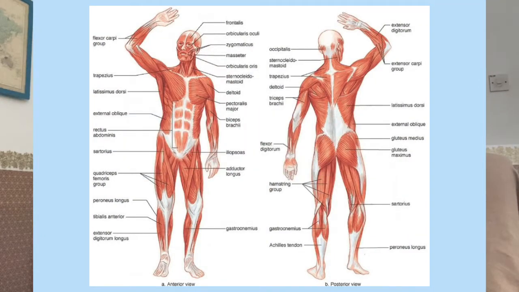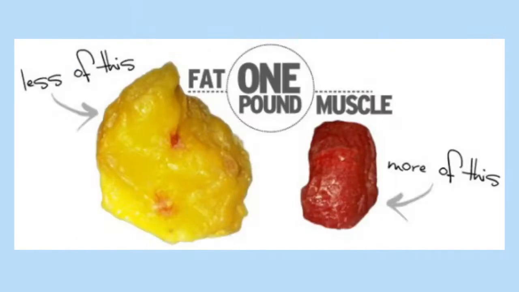We have over 600 skeletal muscles, in which 40% of it contributes to our weight. Compared to fat tissue, muscles use up to 3 times the energy even at rest. This is why people who regularly work out lose weight much faster than those who are sedentary.